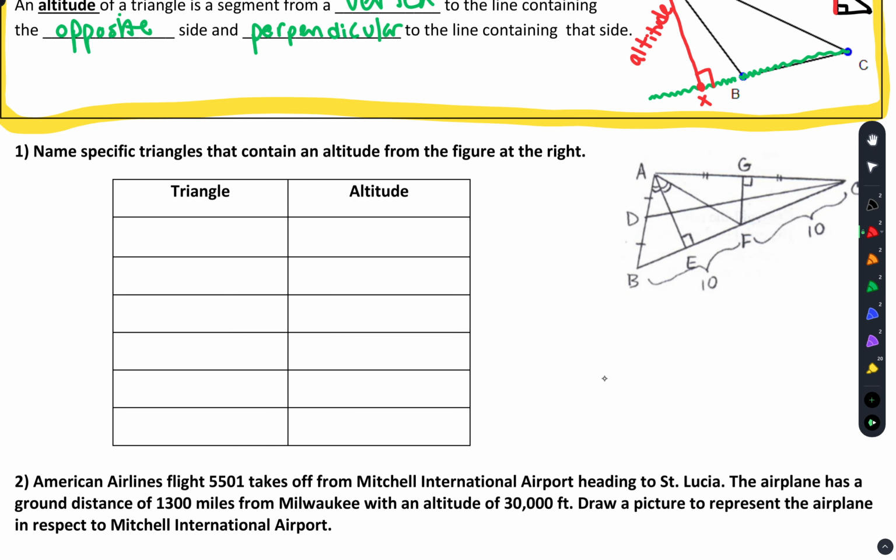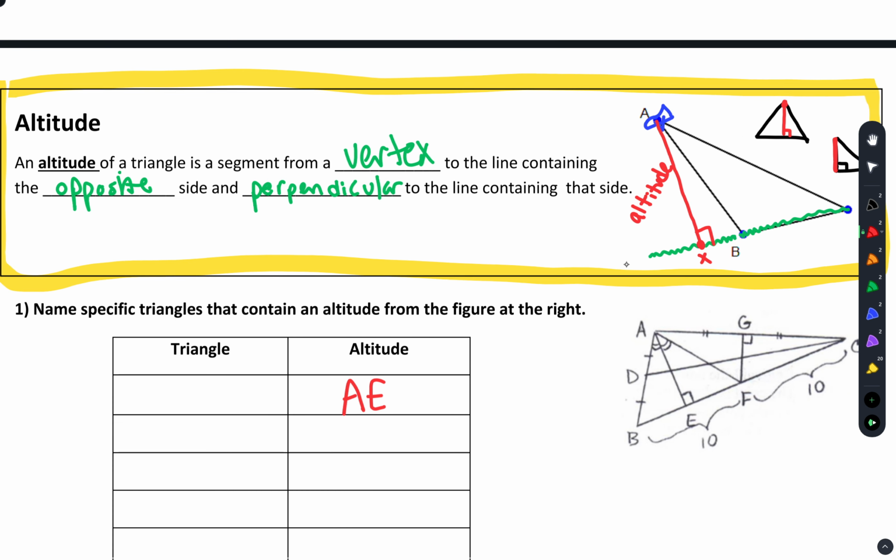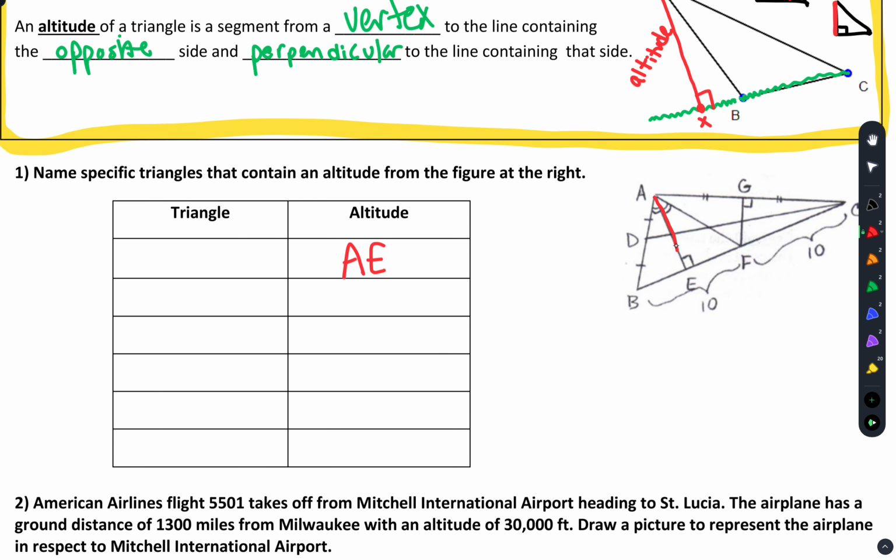All I need is a right angle, Presley. AE is an altitude for what triangle? ABF. Perfect. Let's continue this. AE is also an altitude for what other triangle? Anna. AEF. If I have a right triangle, it can be its own side.